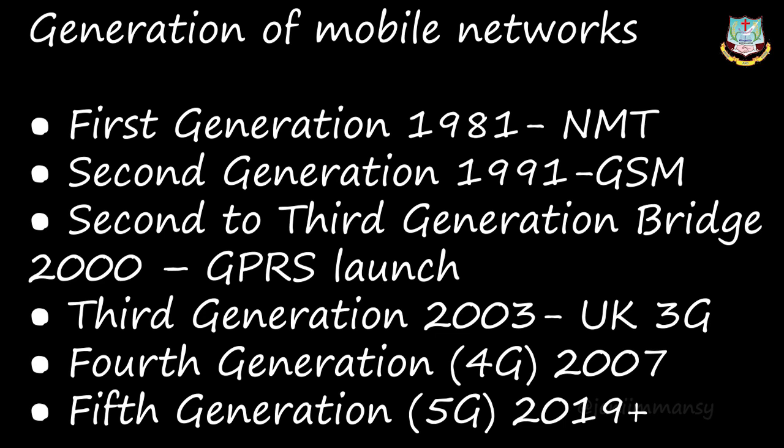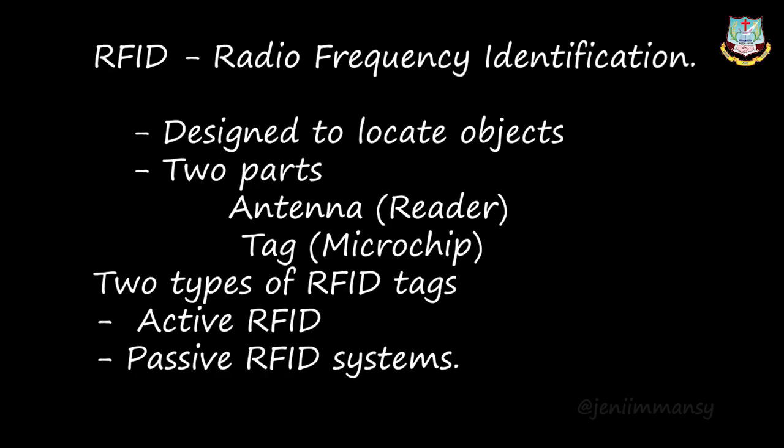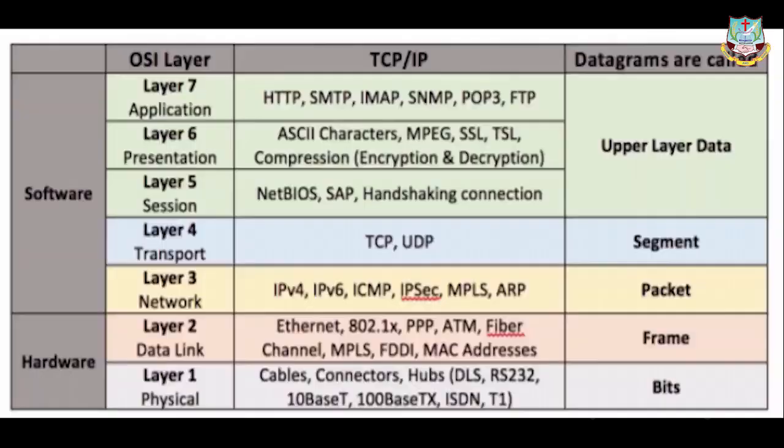And then we have seen about WLANs, 802.11, and we have seen about RFID and RFID tags. And we have seen about the OSI model and the layers in the OSI model. What are the layers we saw? Physical layer, data link layer, network layer, transport layer, session layer, presentation layer, and application layer, right?